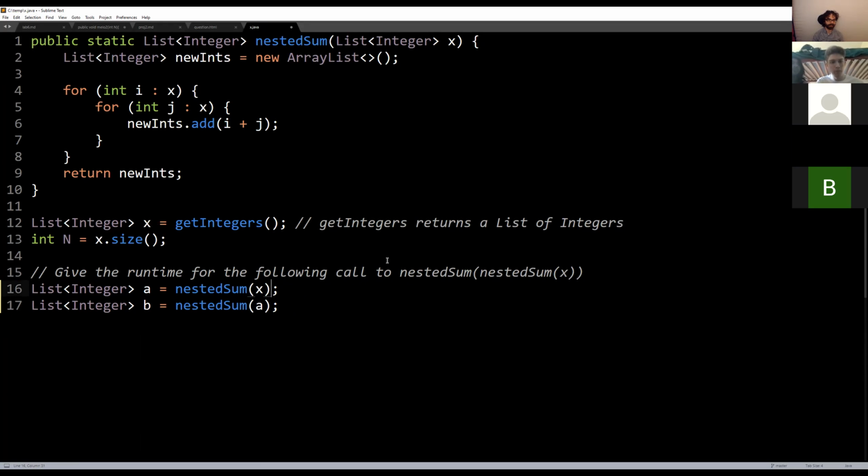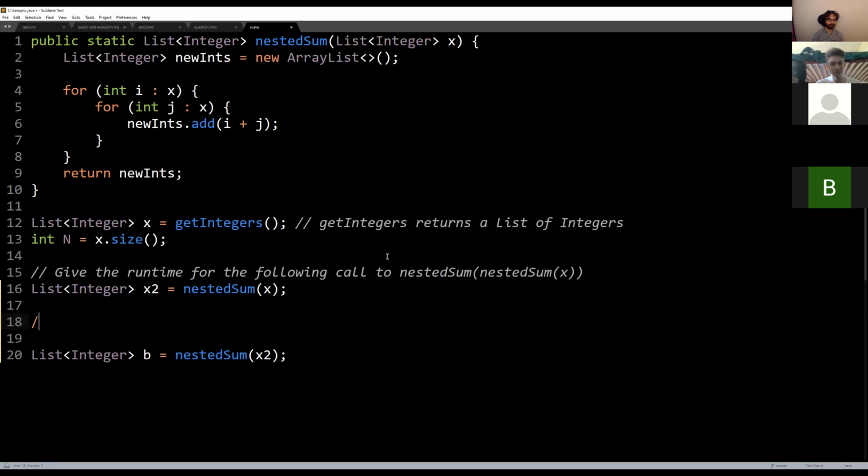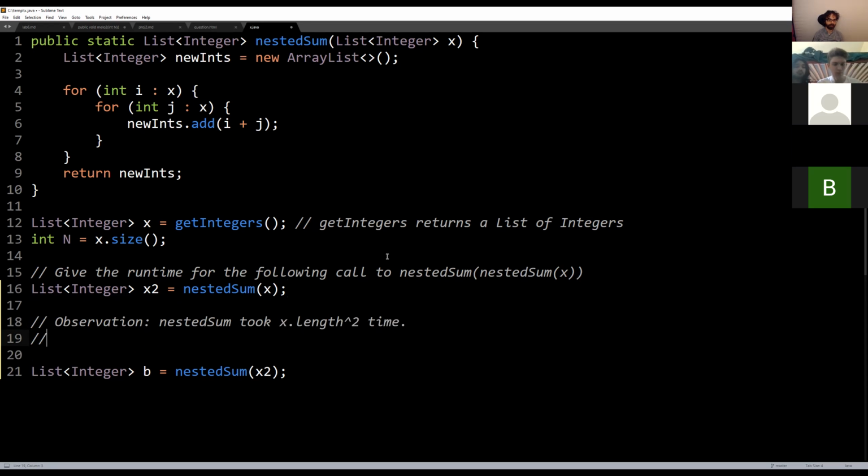So basically, it creates a new list. I'll call this thing x2, I guess. So it creates this new thing, as you noted, right? So there were some observations you made that were both correct. Observation: nested sum took x.length squared time. Observation: x2 is of length x.length squared. Happy with those 2 observations? All right, cool. So then, how about this one?